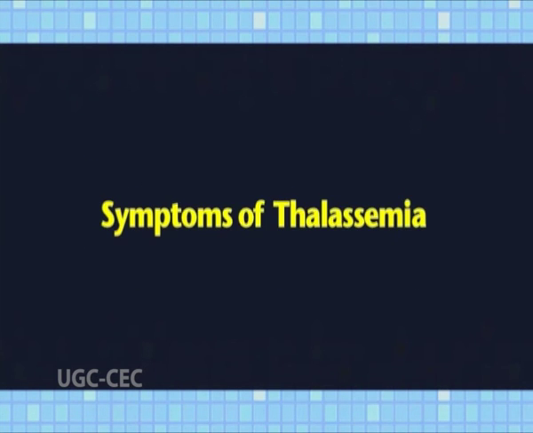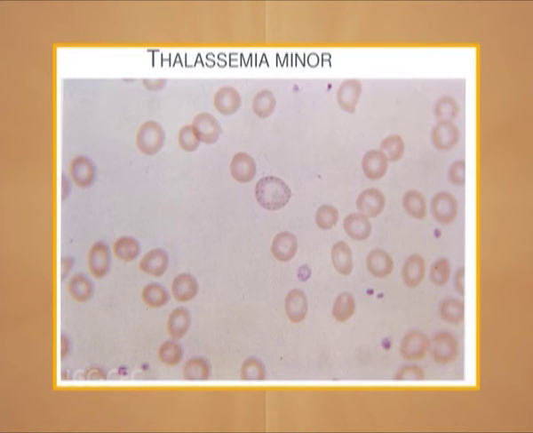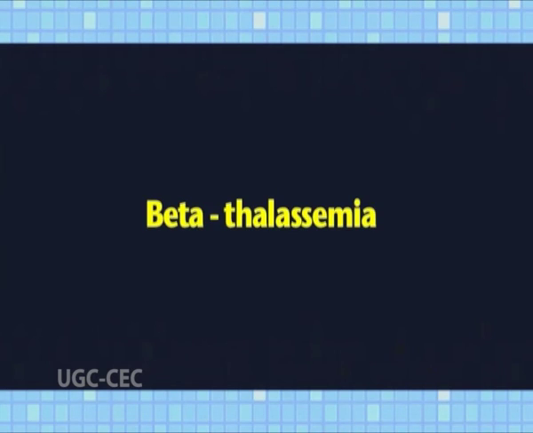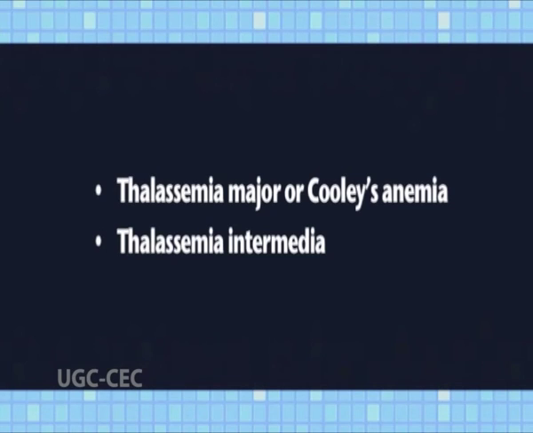What are the symptoms of thalassemia? Symptoms will depend on the type of thalassemia you have. Thalassemia minor usually doesn't cause any symptoms. If it does, it causes minor anemia. For beta thalassemia, there are two serious types, which are thalassemia major, or Cooley's anemia, and thalassemia intermedia.